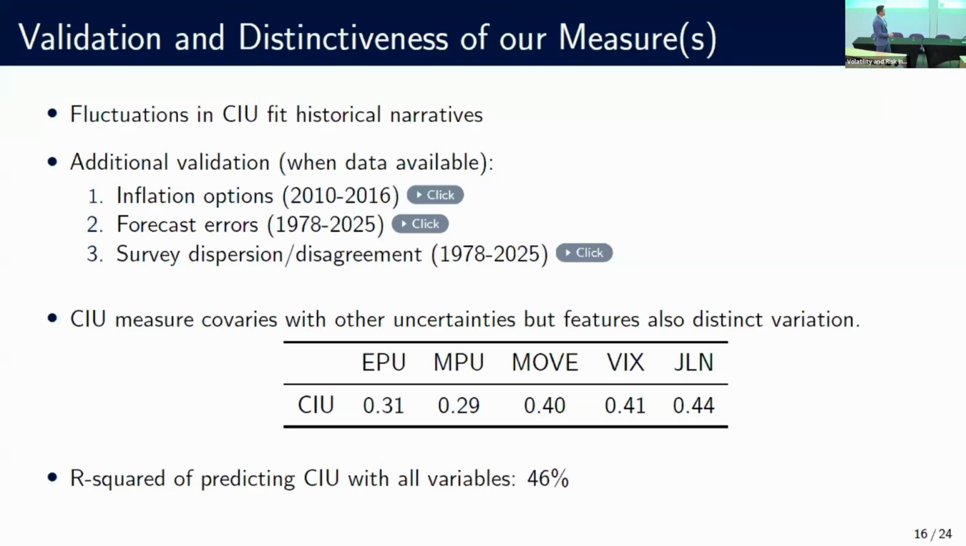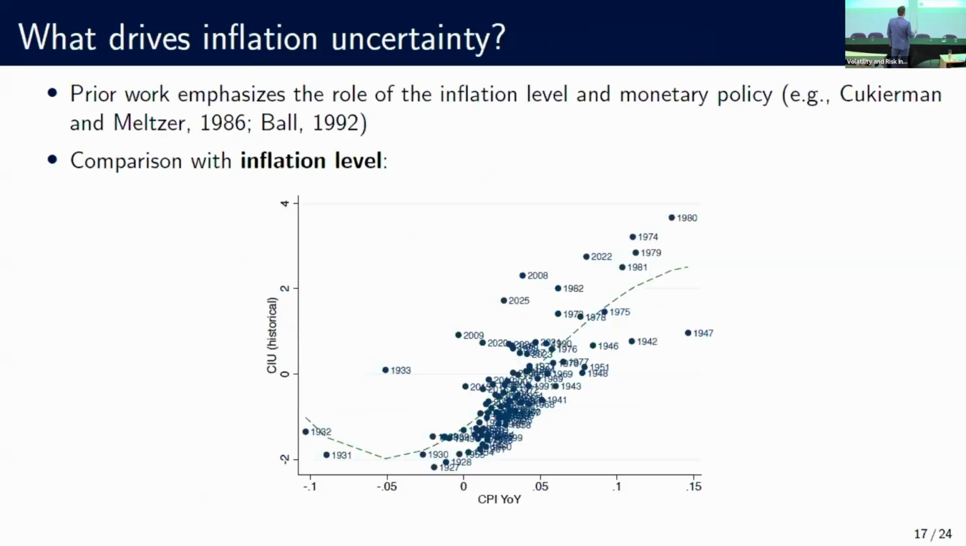So the R-squared from predicting our commodity inflation uncertainty with all the other variables is 46%, right? So a lot of independent variation. Inflation uncertainty really has, to some degree, a life of its own. So we want to understand what drives inflation uncertainty. Number one factor that we are looking at here is the level of inflation, right?